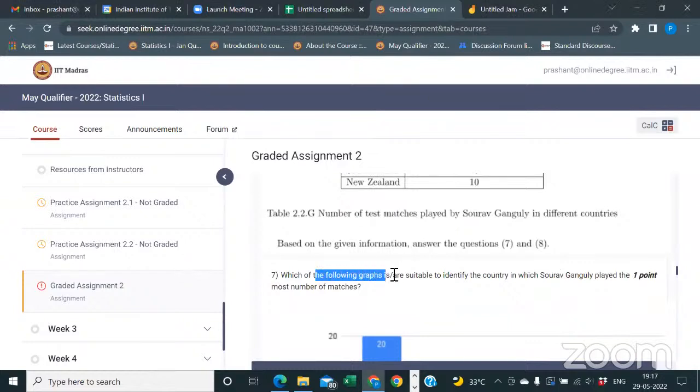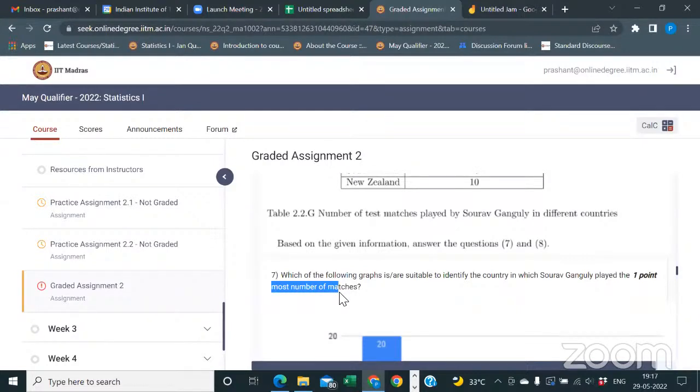What is the question? The following graphs are suitable to identify in which Saurav Ganguly played the most number of matches. Okay. Yes, so it is asking about the meaning of most number of matches. Can you tell me, most number of matches means what? Mode. Yes, sir. So I can find the mode by the bar chart, and also by the pie chart. In a pie chart, the widest slice is the mode, and in a bar chart, the longest bar is the mode.